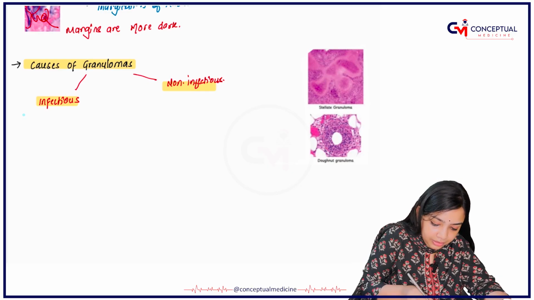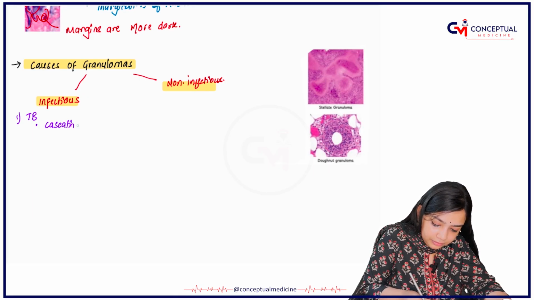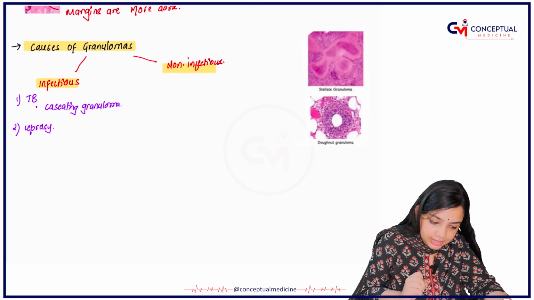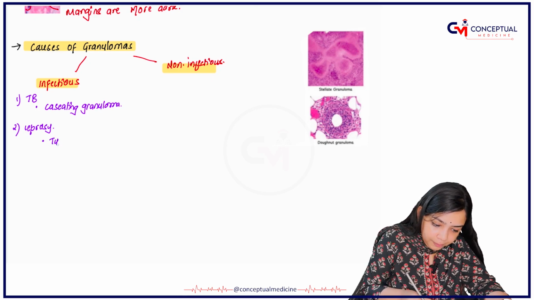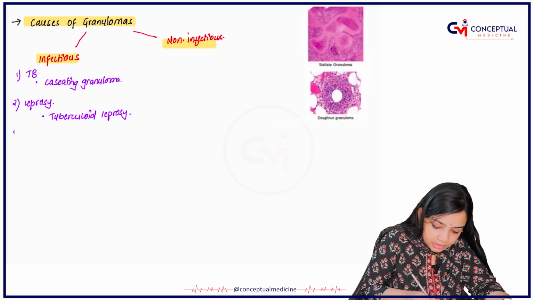In infectious one, you first have your tuberculosis. In tuberculosis, you are able to see a caseating granuloma. Okay. Then you have the leprosy. In leprosy, you are also able to see an infectious granuloma, mainly in your tuberculoid leprosy. Next thing you have is the syphilis. Okay.